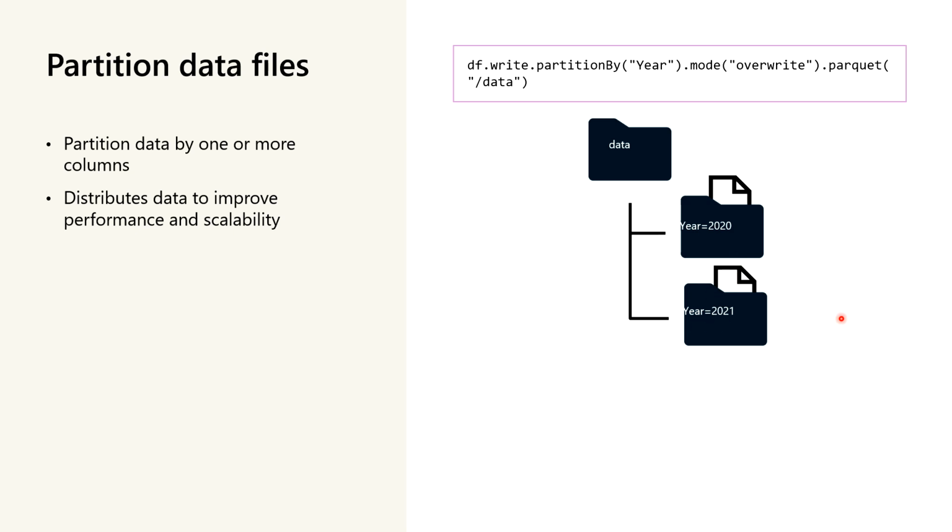So why do we do this? When you filter by year, Spark only reads the relevant folders, not all the data. By this, you'll be able to increase the performance. So that's the main use of partitioning data files.